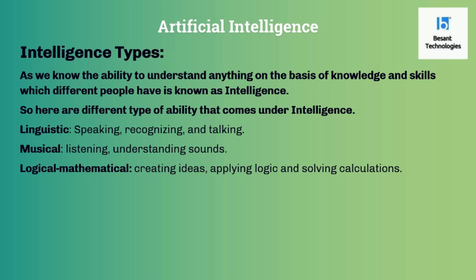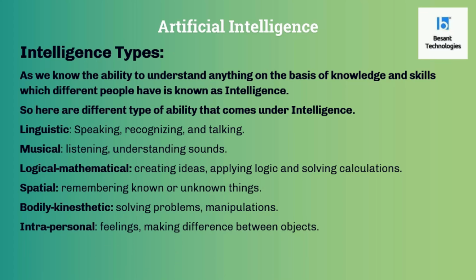We have logical-mathematical intelligence, definitely. If we are programmers, then this is very, very important in our domain, because we have to create an idea, apply the logic, and solve the calculations. This is very important for programmers. We have spatial intelligence, and remembering known or unknown things comes under this intelligence type.